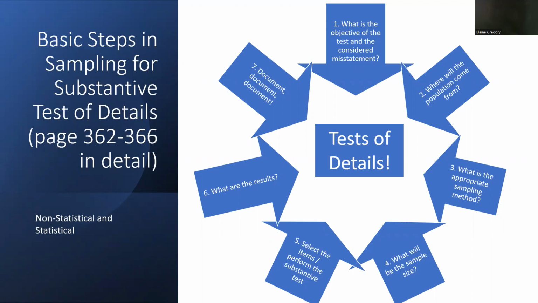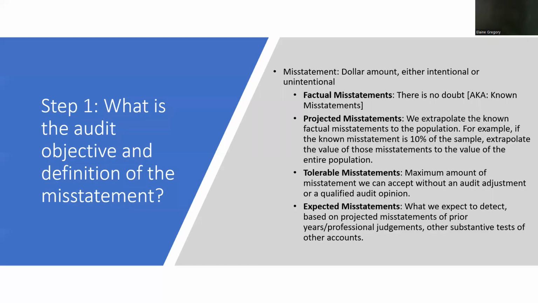Fifth, we select the items, perform those substantive tests, and then determine what the results are. And finally, in that last step, we want to document very well all 7 of these steps with a conclusion as to what we arrive at. So let's go through all of these statements in a little bit more detail.